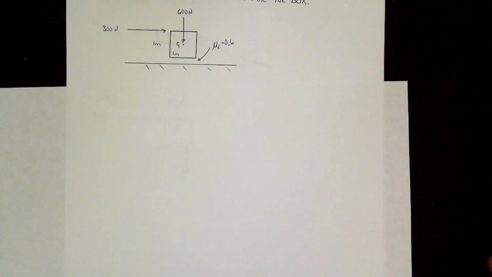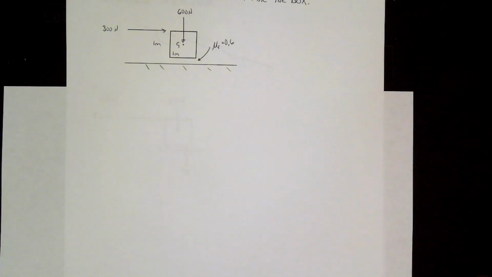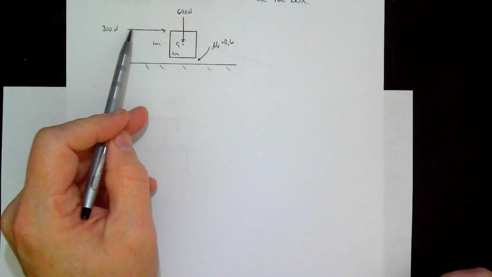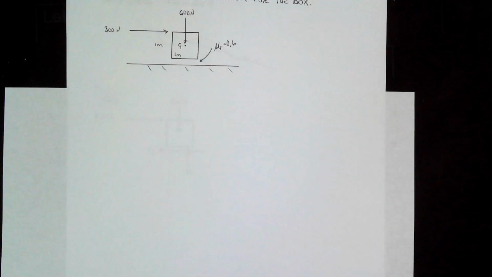So we're going to begin looking at Chapter 5 now, static equilibrium for rigid bodies. And so we have a box here. So we're just going to start with the problem. The basic equations are sum of forces equals 0 and sum of moments at any point you want to choose equals 0 for static equilibrium.